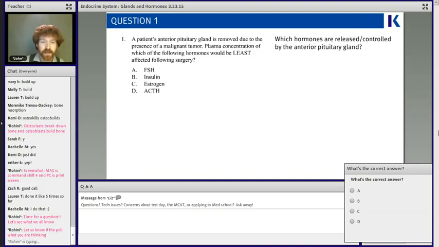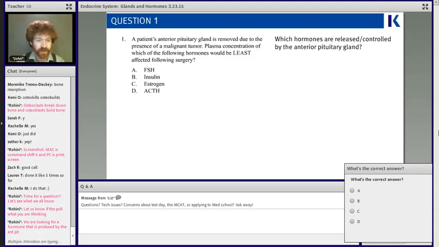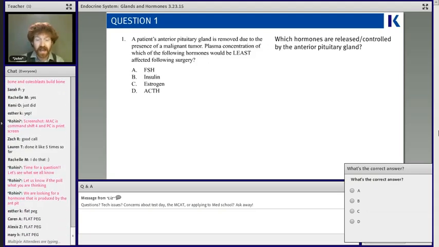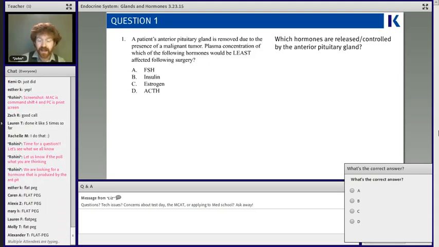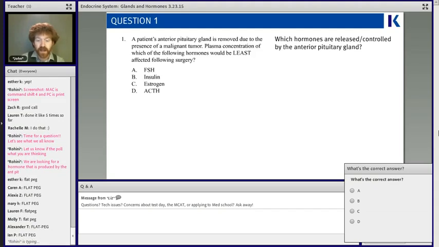Looking fantastic. We have a patient whose anterior pituitary is being removed. What's going to be the least affected? Why don't you all throw out our favorite mnemonic for the anterior pituitary? Nice. FLAT PEG is my favorite of them all. It stands for FSH, LH, ACTH, TSH. That's your FLAT. And then the last one is your prolactin.